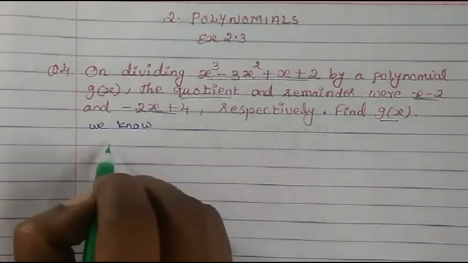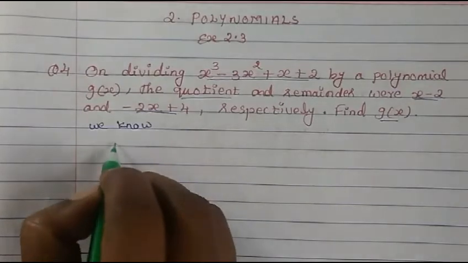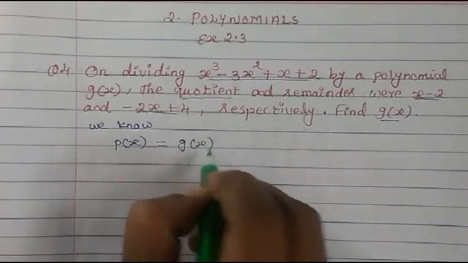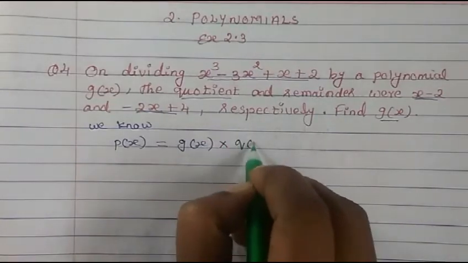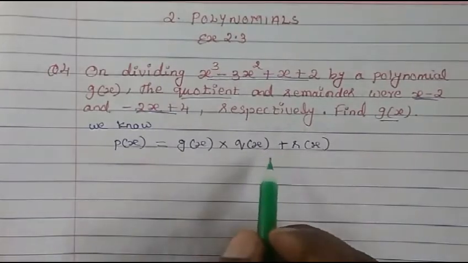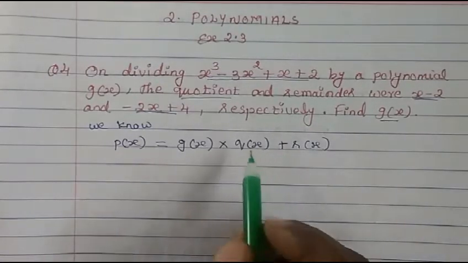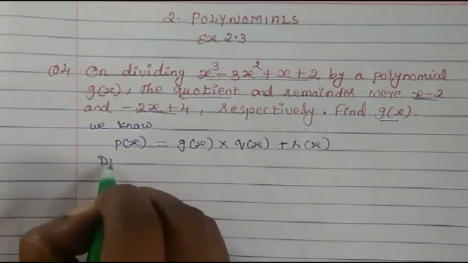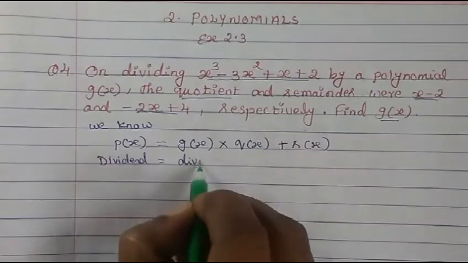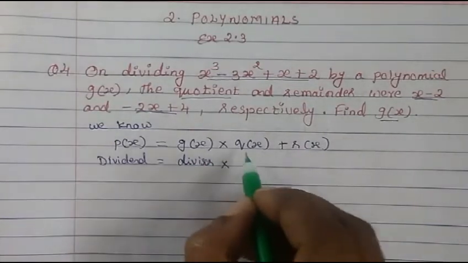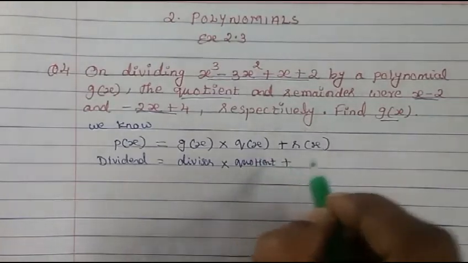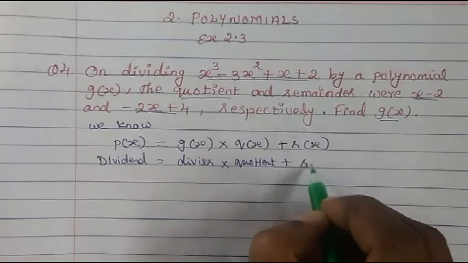So we know that P of x is what? Dividend. P of x is equal to g of x into q of x plus r of x. So this we have studied in the division algorithm. P of x is actually the dividend, and g of x is the divisor, and q of x is the quotient, and then r of x is the remainder.